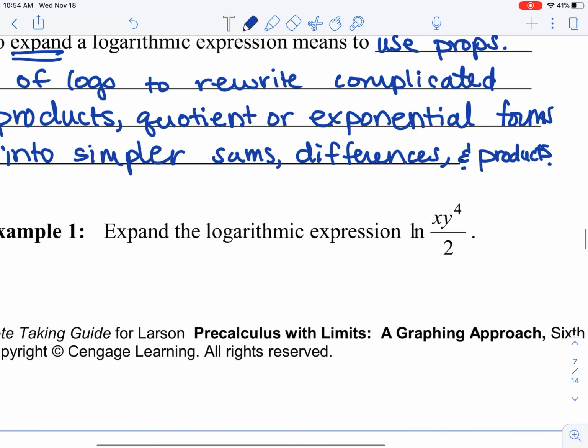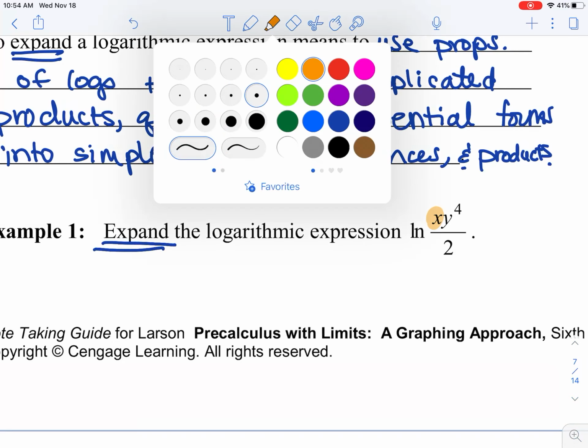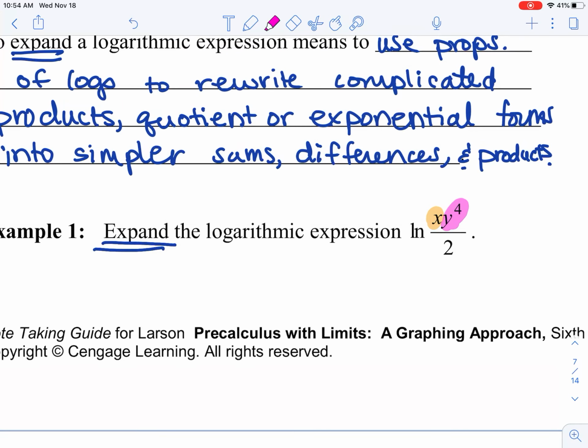Okay, so let's go ahead and do example 1 together. We're going to expand the logarithmic expression. So we're going to make it longer, but it's going to be simpler. So I see a couple of things here. I see a multiplication between x and y to the 4th. I also see an exponent there. And I'm also seeing some division. So we know we're going to have to expand a multiplication product, and a division, and deal with that quotient. So a couple of things we're going to do here. Remember, ln is just the log base e.